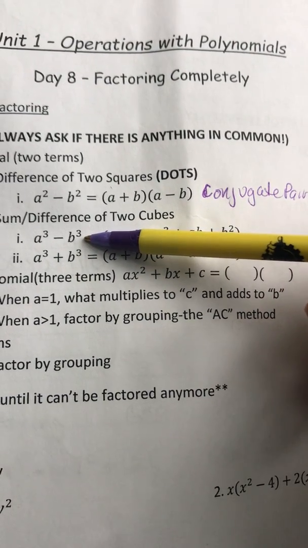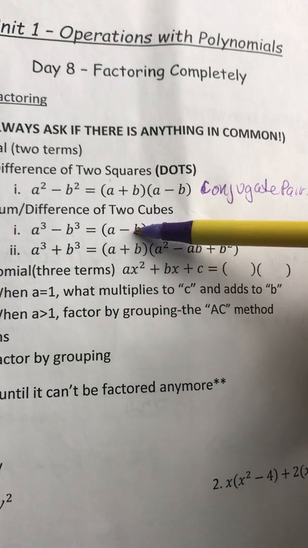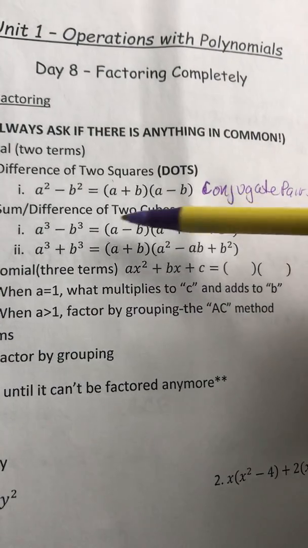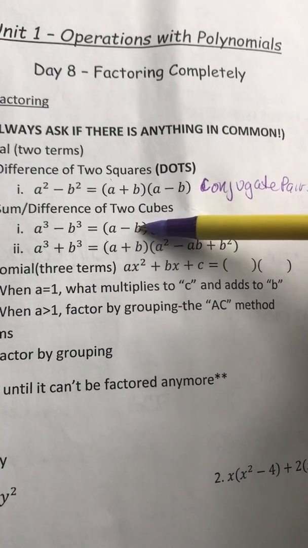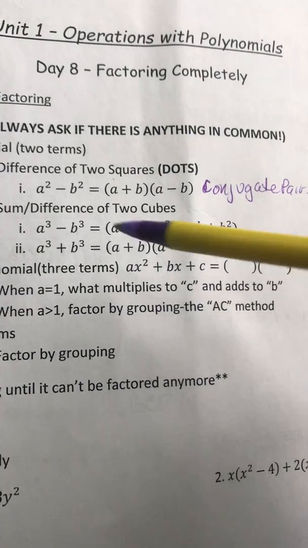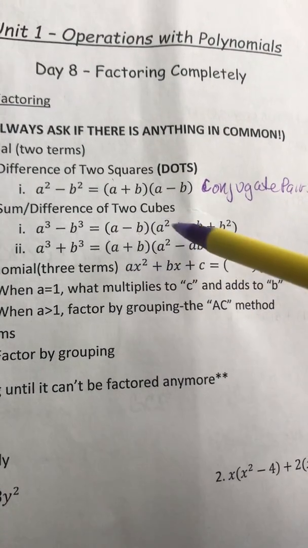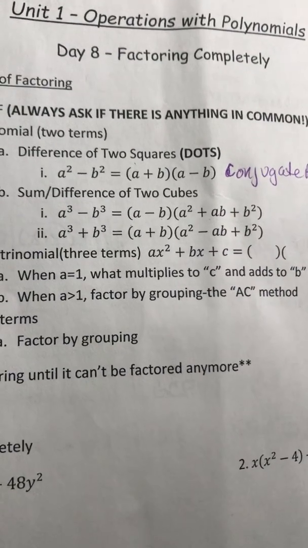If you do a difference, you take the cube root of the first, the cube root of the second, keep the sign, and then for the trinomial, you square the first, then take the last and square it, and then you take the product, a times negative b, and take the opposite sign. That's that pattern we did in class.